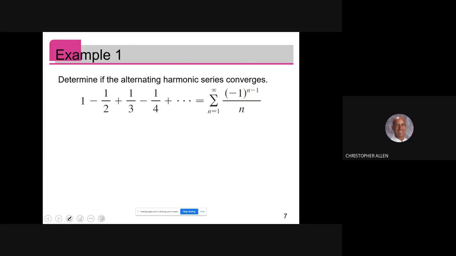It diverges, correct? In fact, I even mentioned that I thought it was one of the most important divergent series. So let's see if it converges. What's your gut instinct? That it converges? Okay, so Jack thinks it does.